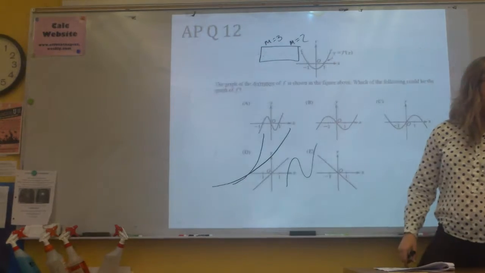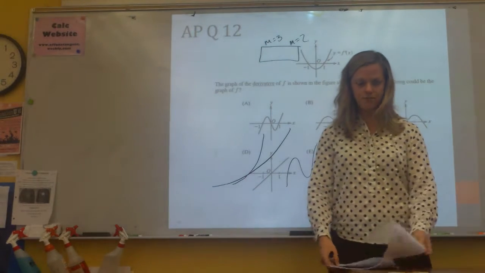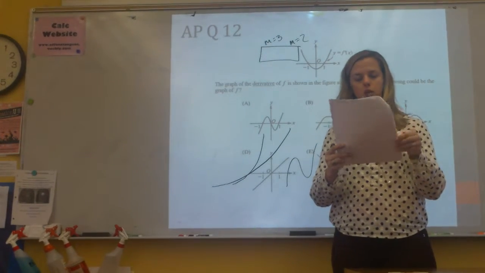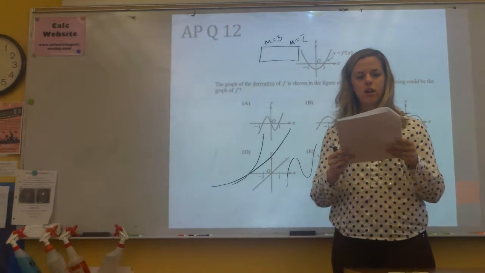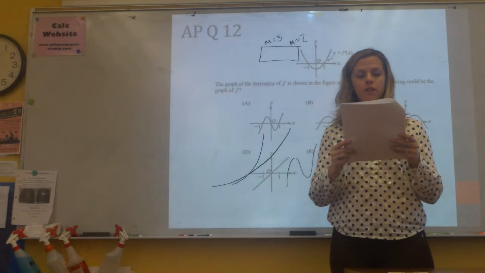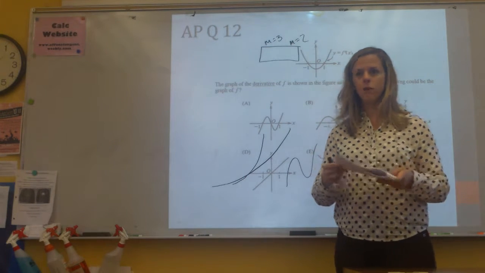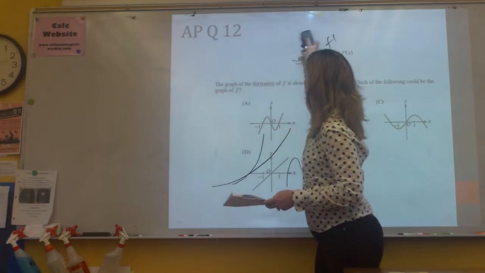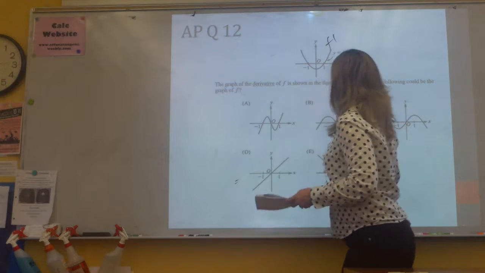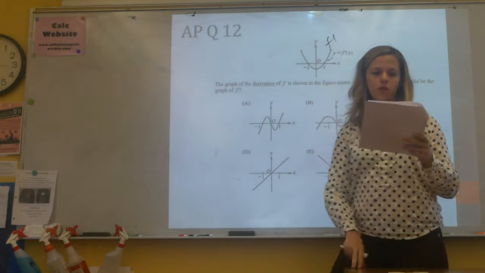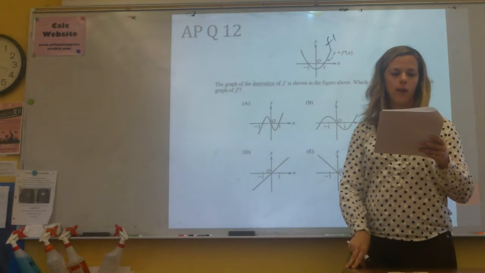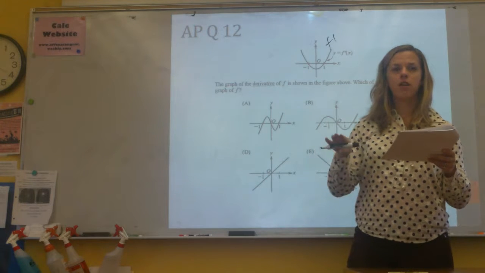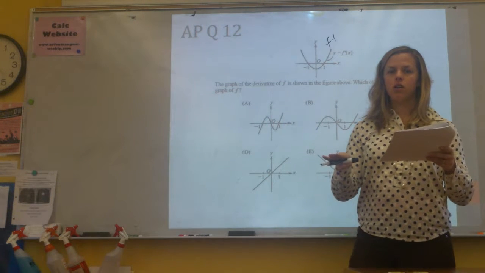All right, let's move on. We have 4 questions left. All right, the graph of the derivative is shown above. So what do we do? We annotate. Oh yeah, it already says f prime, but we're going to annotate it anyway, really big. The graph of the derivative is shown in the figure above. Which of the following could be the graph of f, the original?